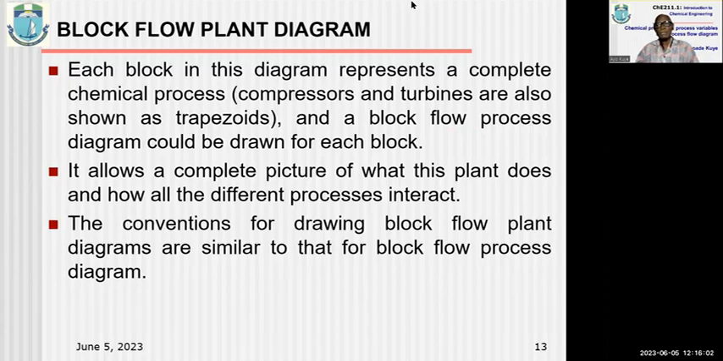So for the plant, it gives us a complete picture of what the plant does and how all the different processes interact. Just like I said, the convention is also similar to what happens with the block flow diagram, the one that we considered earlier on.